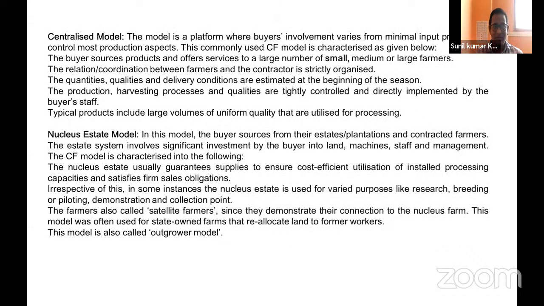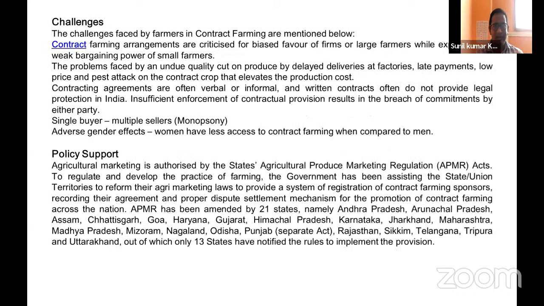Centralized and nuclear state model, that is not much important. There are some challenges. We have seen that they have some set of parameters. If something happens due to a natural calamity, in some cases farmers may suffer, as they can face the problem of late payment, and also low prices, maybe due to pest attack and other natural calamities. So these types of challenges are also there.